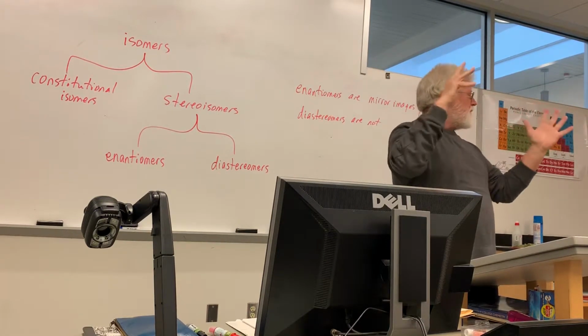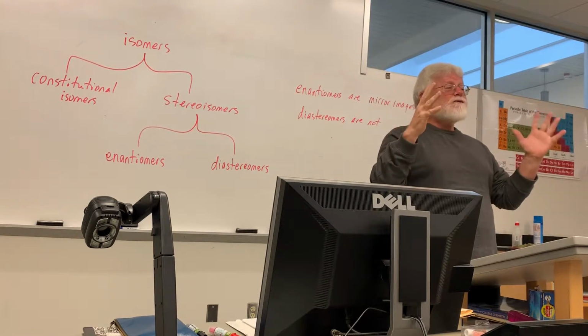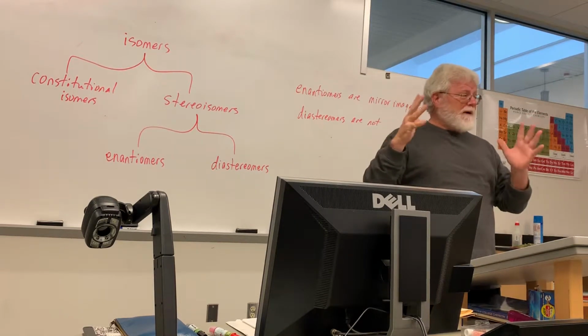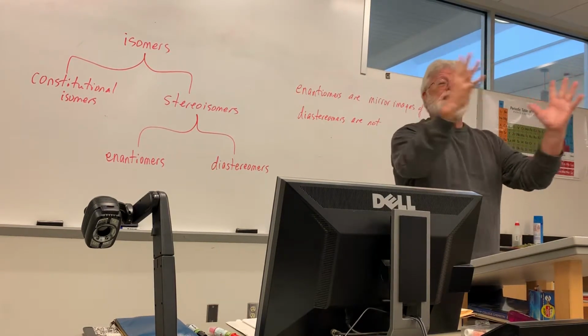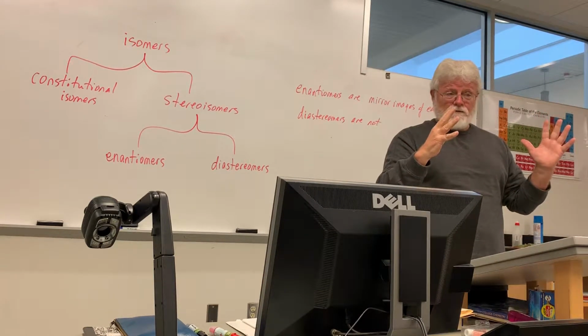Everybody's bonded to the same thing in both these objects. Yet they are different. They are absolutely distinguishable. They are not the same thing. That makes them isomers. They are mirror images of each other. That makes them enantiomers.